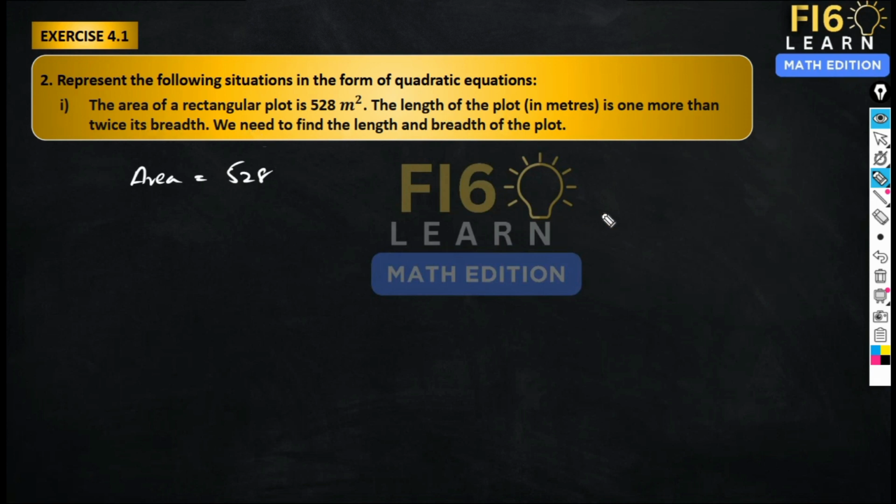So the length of the plot, you can see, imagine this is a rectangle and the length of this plot is L and its breadth is B. We can take this like this, and what is given in the question?